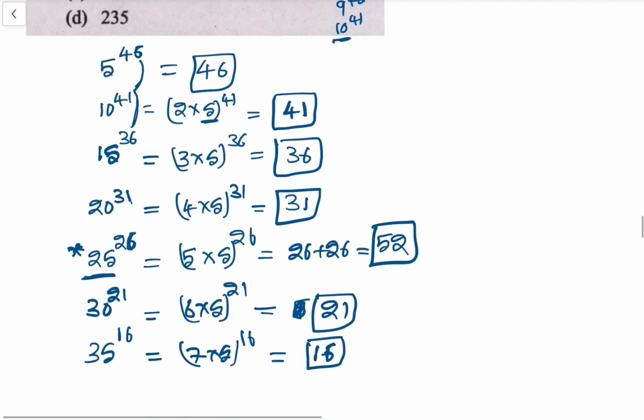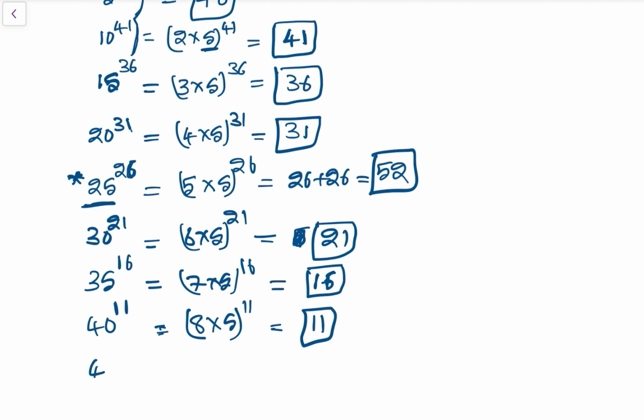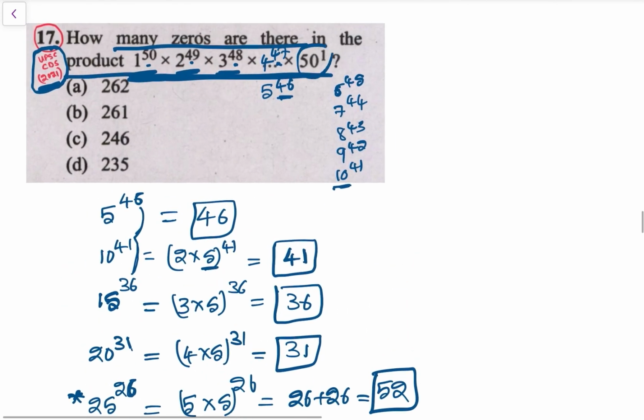देन 35, देन 40 to the power 11, 16 minus 5, ठीक है, बिकॉज 5 के गैप में आ रहा है, सो 8 into 5 to the power 11, that is 11. Then 45 to the power 6, that is 9 into 5 to the power 6, so that is 5s कितने आएंगे, 6 आएंगे। Then 50 भी है, so because question is till 50 to the power 1.